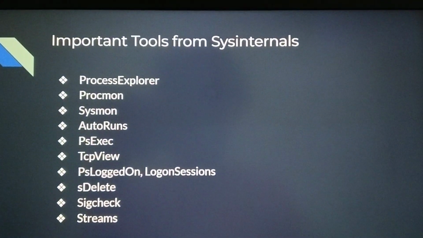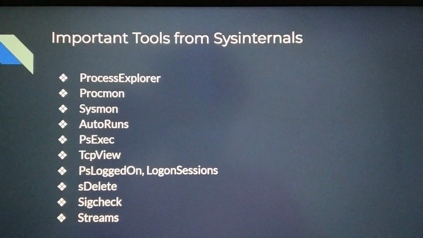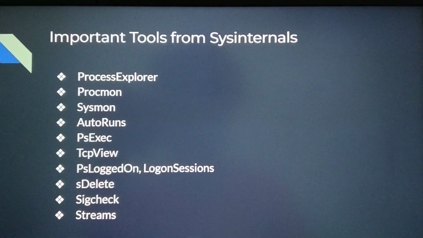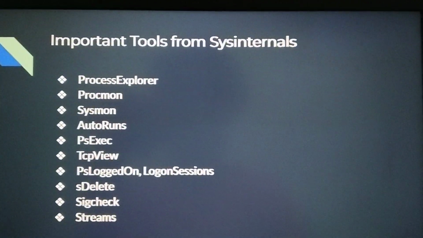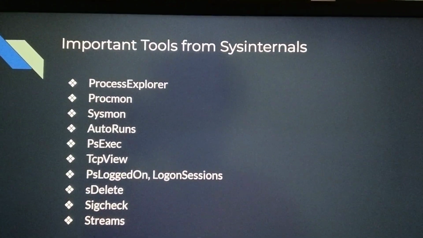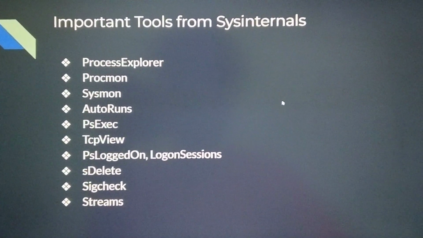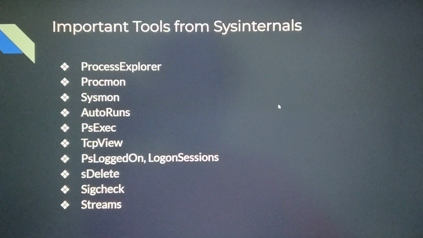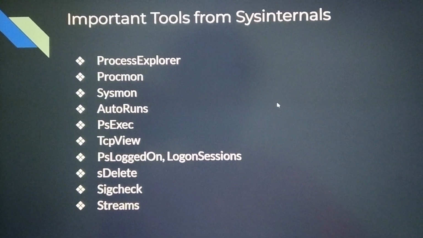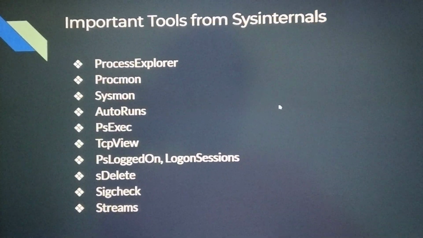So I have gathered a list of must-know tools, and we'll be covering them in detail in the next few slides. I will go over the theoretical section and explain what the tools are, and later we'll practically see how to use these tools on a Windows system. The first ones are Process Explorer, Process Monitor, Sysmon, Autoruns, PsExec, TCPView, ProcDump, and LogonSessions, as well as SDelete, Sigcheck, and Streams.